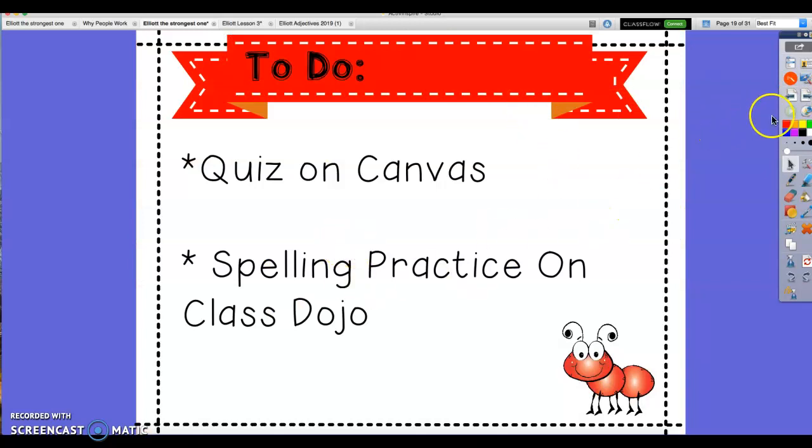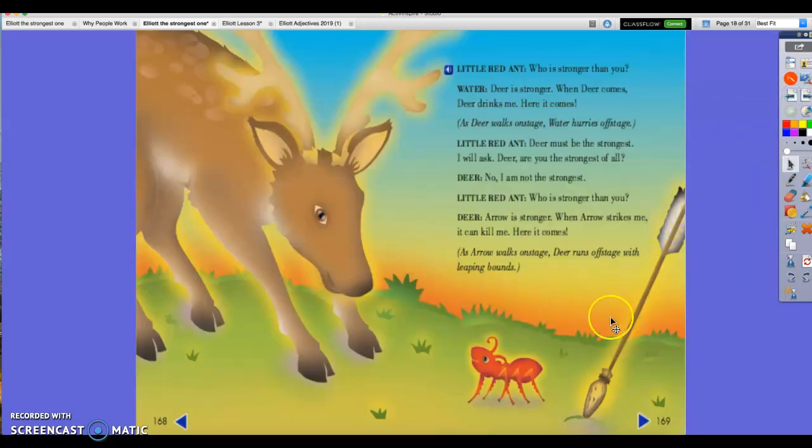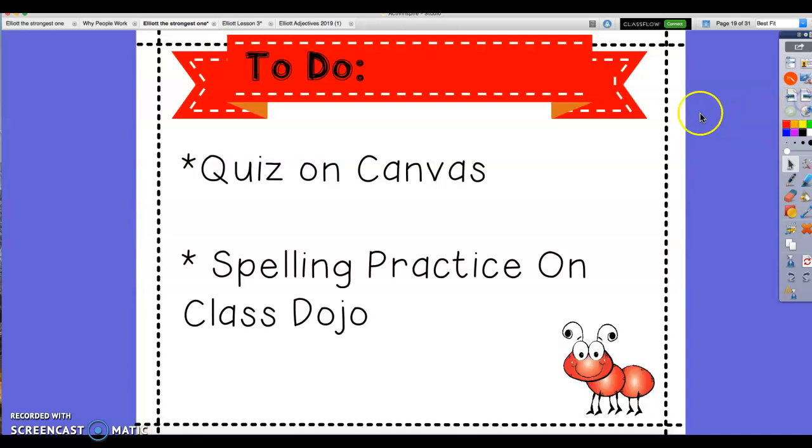All right, so that is it for the reading today. We have a quiz on Canvas, and then we have spelling practice on Class Dojo. Be sure to do both things for reading today. After you're finished with both, do 15 to 20 minutes on iReady Reading. So work hard, because I'm going to be looking at your work that you submit today. So good luck and do your best.